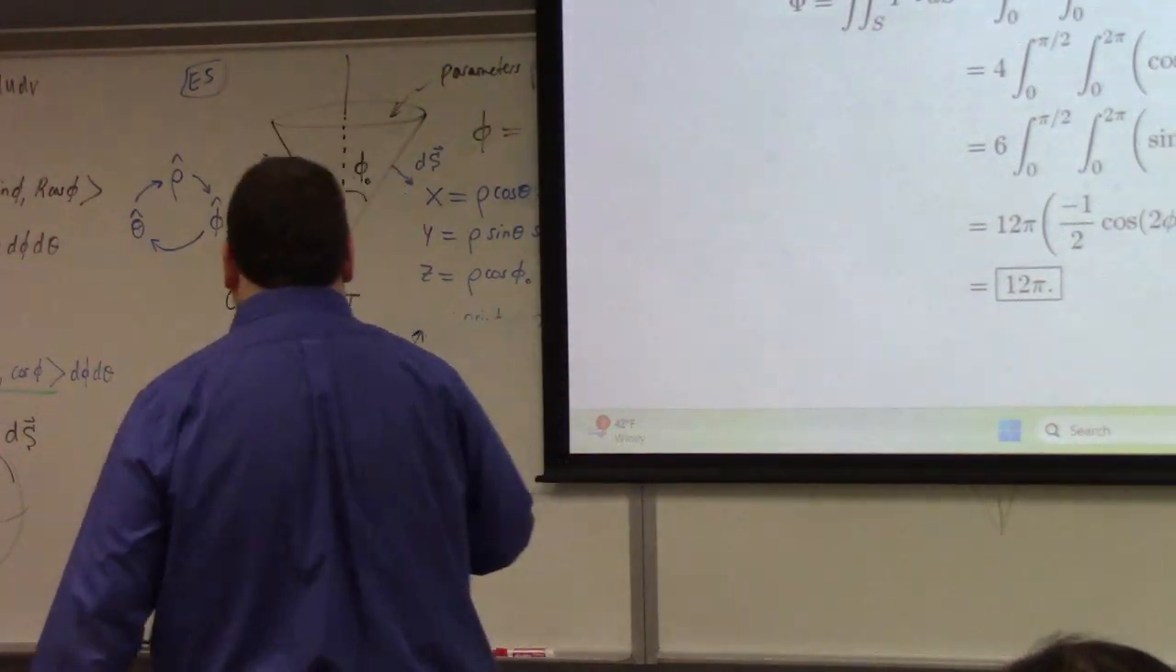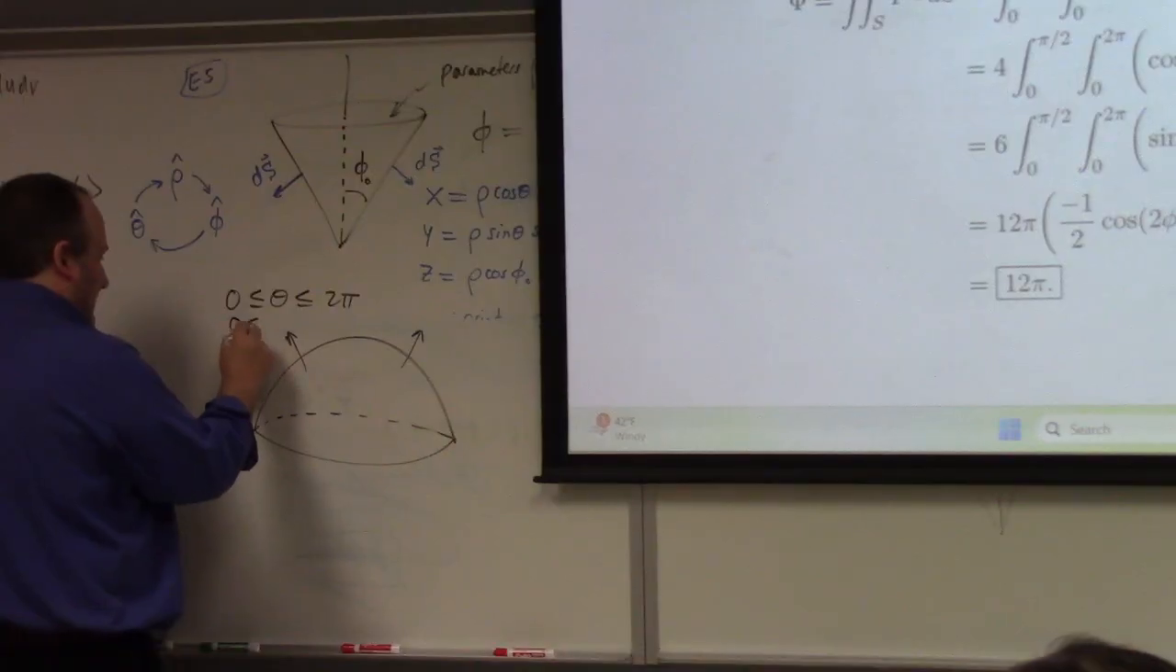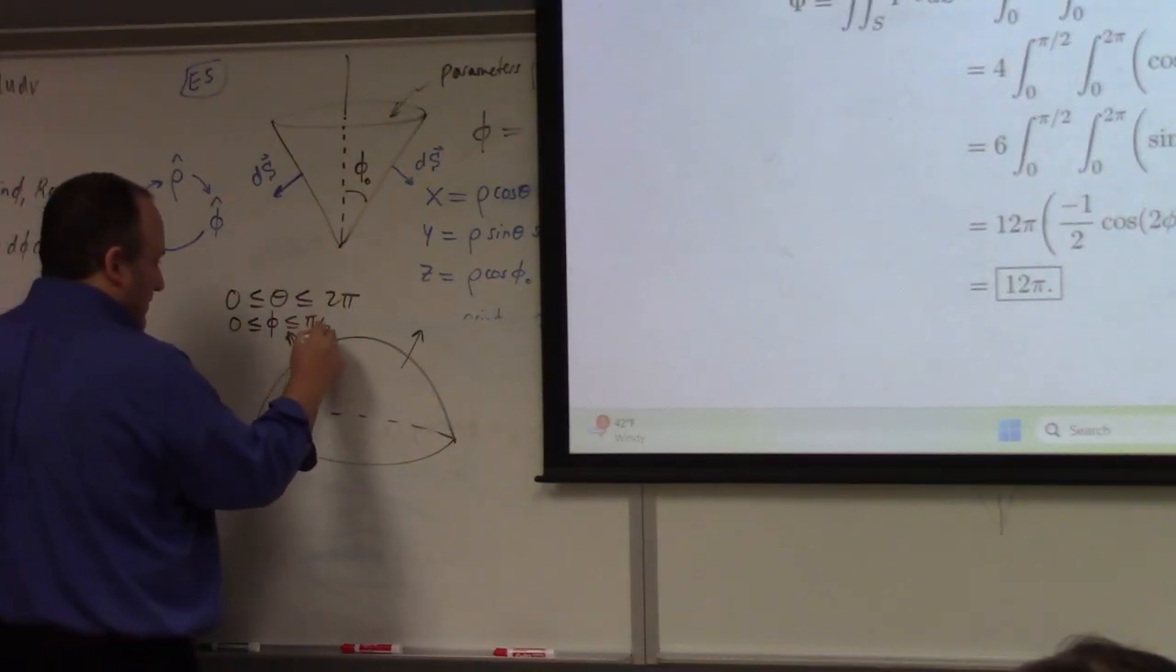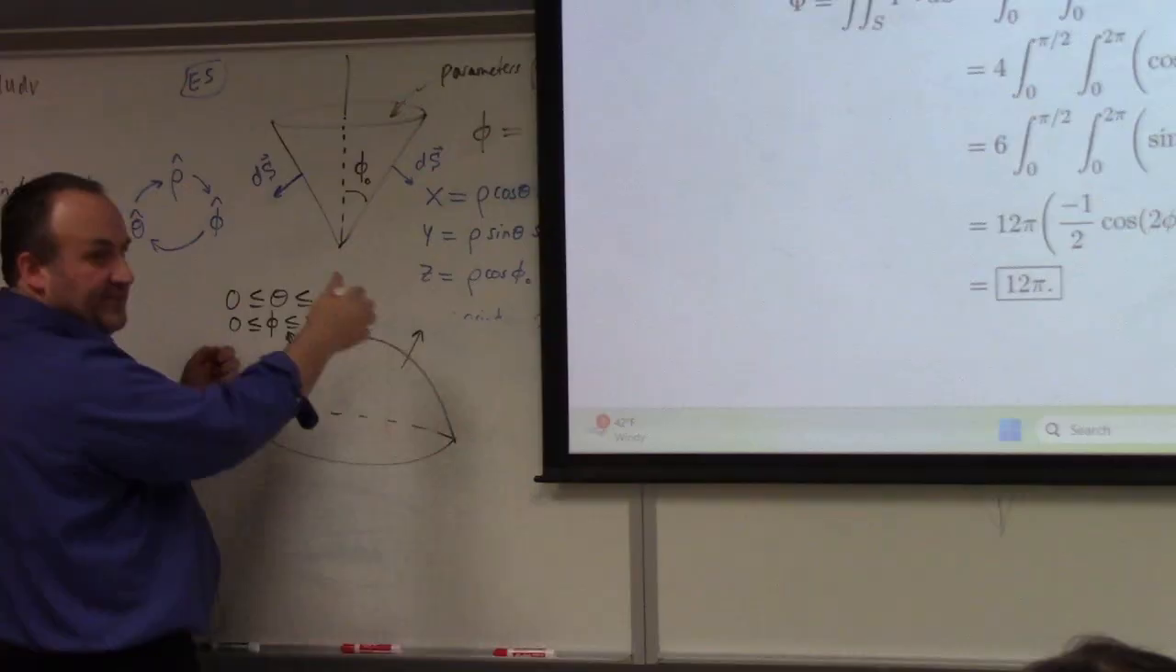And so, well, I guess you guys could look up there and cheat, right? 0 less than or equal to phi less than or equal to pi over 2. And that way I just select the upper half of the sphere, right?